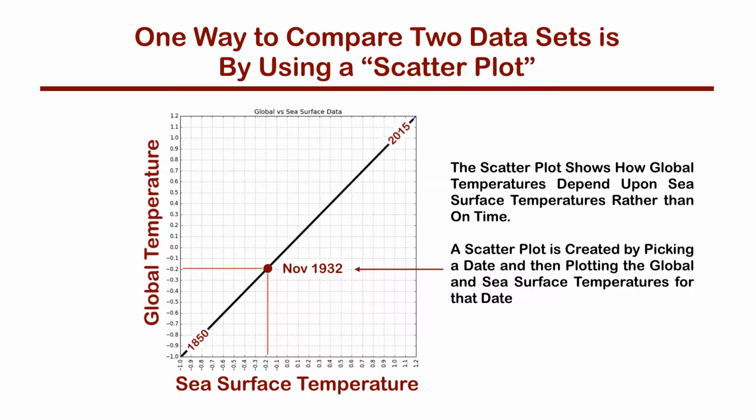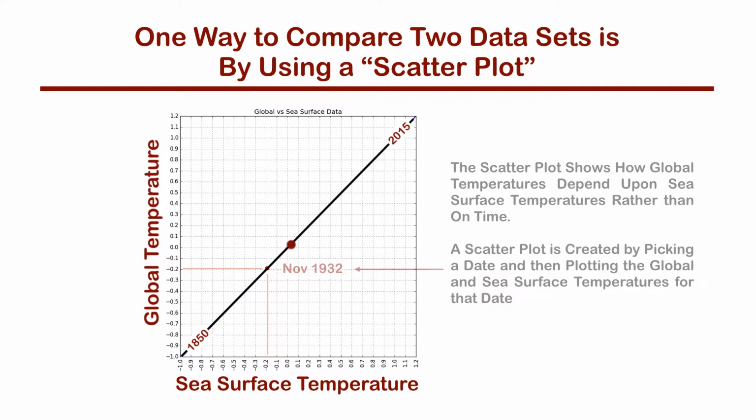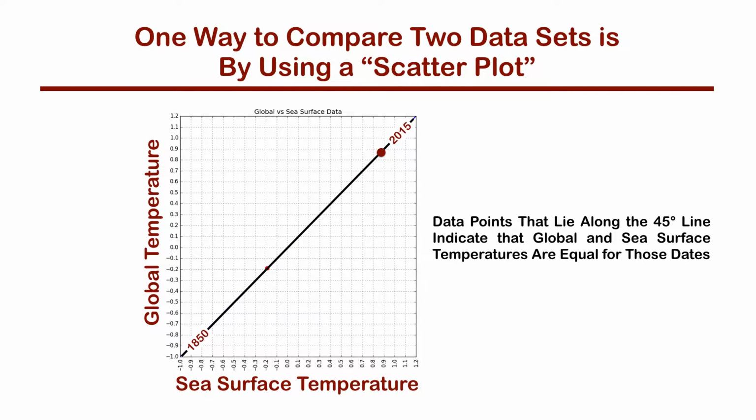Now you can see in this particular case for November 1932, the global temperature data and the sea surface temperature data were in fact equal. Well, in fact, any data point that falls on this 45-degree line indicates that the global and sea surface temperatures were the same on that date.